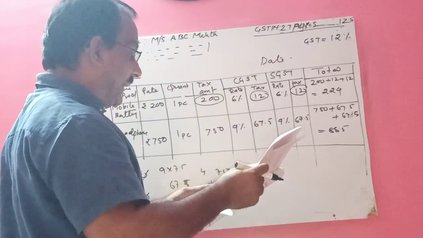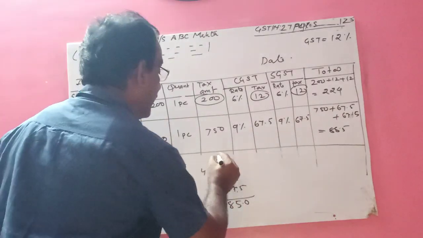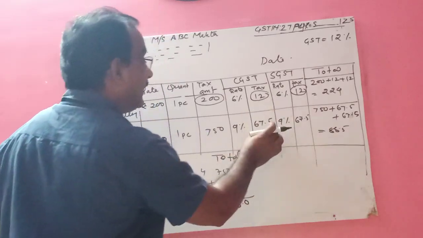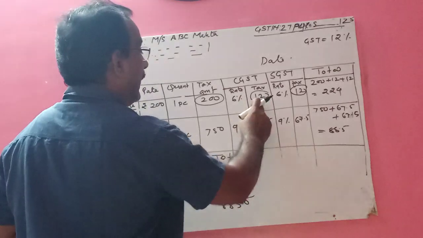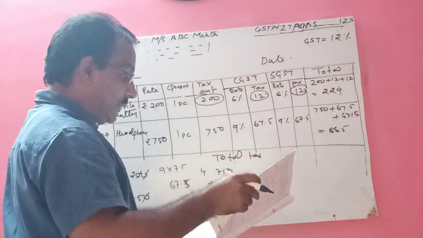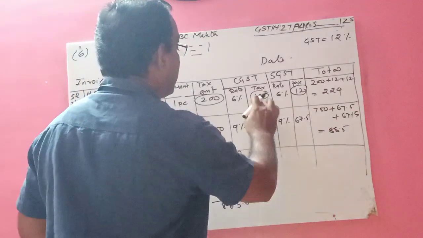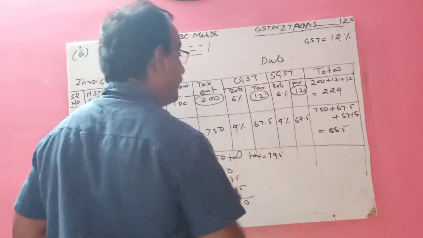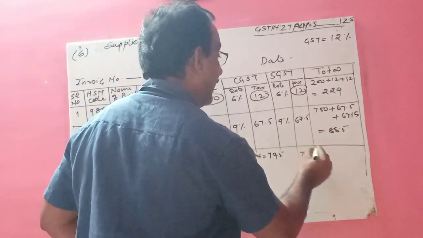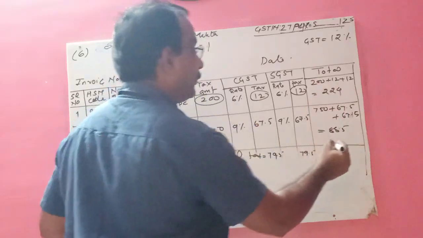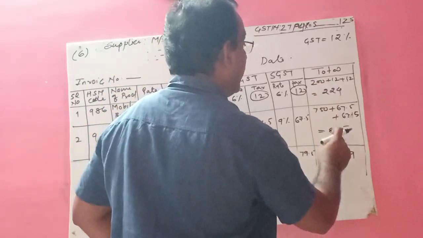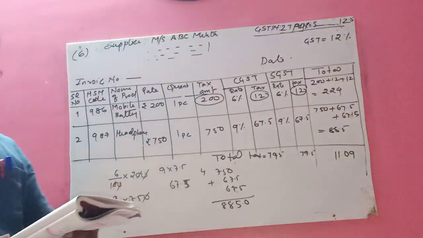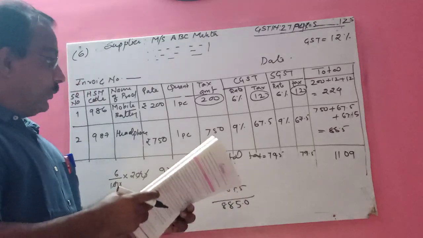So after that you will find out the total tax. So total tax means right here total tax. Total tax is, see, add this, it should tally. So 12 plus 67.5, right? So 12 plus 67.5 is how much you will get? It is 79.5, and this is also 79.5. 885 and 224. So it is 1109. This is the total amount.